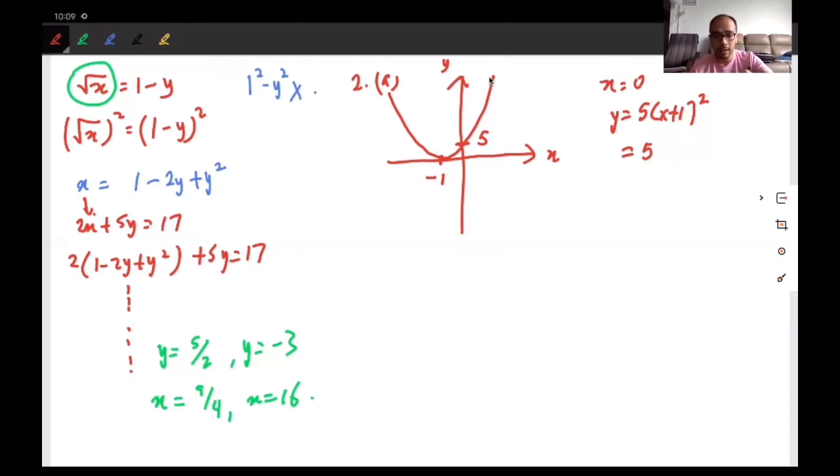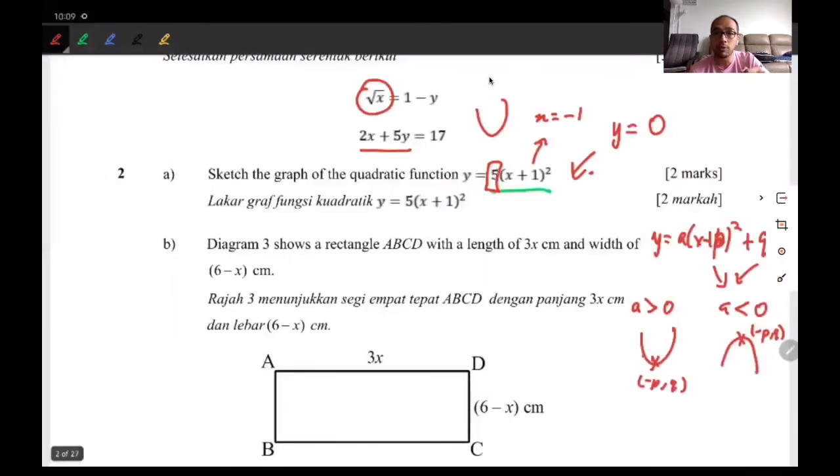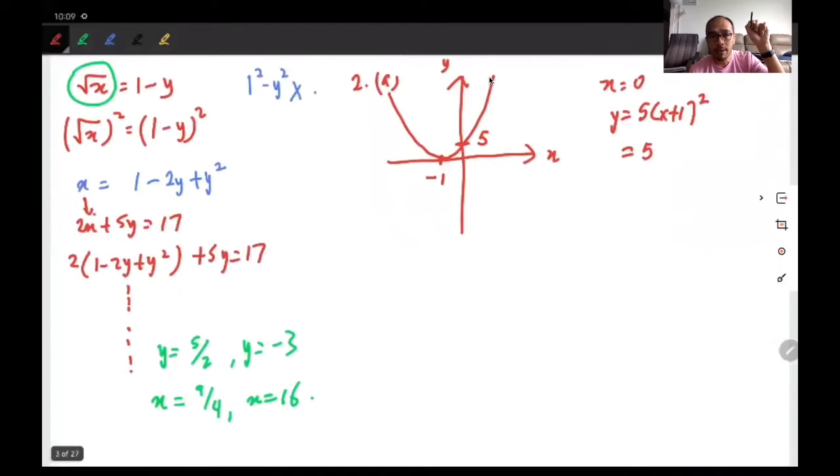Okay, if you don't have this 5, then you will lose 1 mark. Because it's 2 marks. So it's 1 mark for the shape. The shape and the minimum point is 1 mark, and then the second point is another mark. So make sure that whenever you sketch the graph, you always find the 2 points. One is the minimum or the maximum coordinate, and then the second one is the y or the x-intercept. If you can find all, even better.